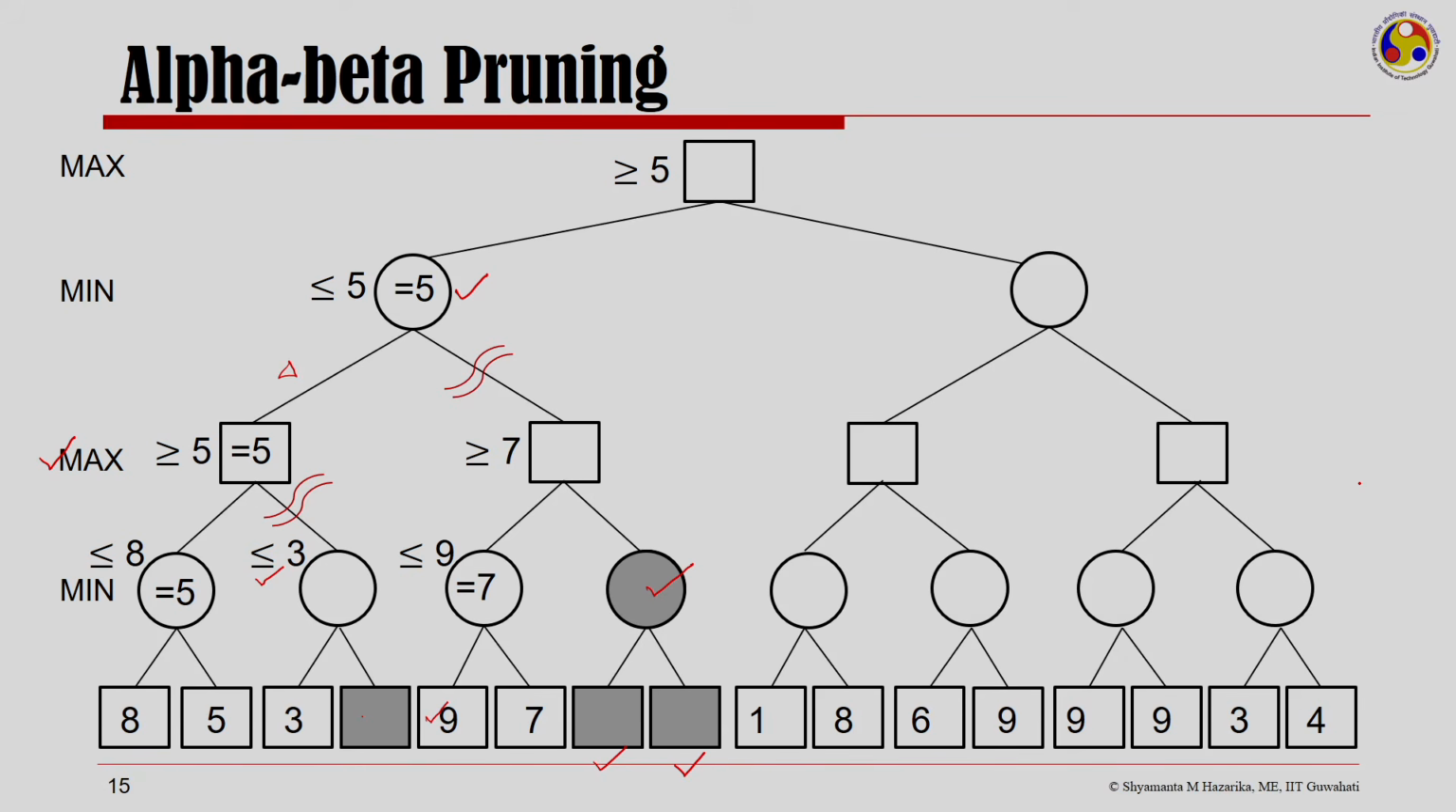Now, let us focus our attention on the right subtree. At the root, I have 5 coming from the left side, and I start with the leaf node here, which is 1, back it up to the min level.